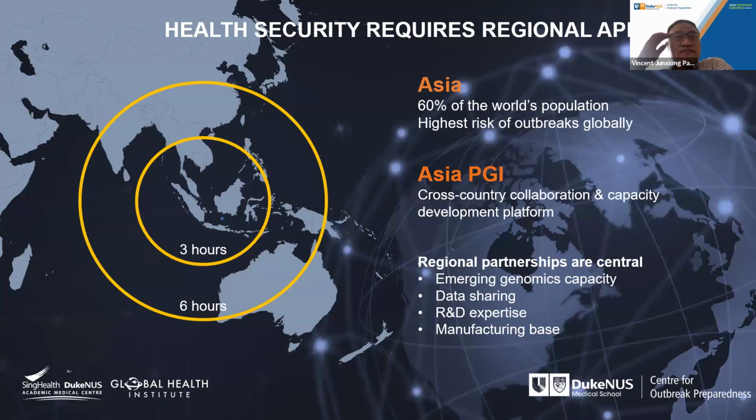So with this, I would like to end by highlighting that in Asia, 60% of the world population remains vulnerable because we have a higher risk of outbreaks globally, one of the highest regions in the whole world. And Asia PGI, as Paul has highlighted, leverages cross-country collaborations, and we would love to engage many more national stakeholders in terms of capacity development and education, and hopefully we can sustain wastewater surveillance for early pathogen detection in the near future. Thanks very much, everyone.